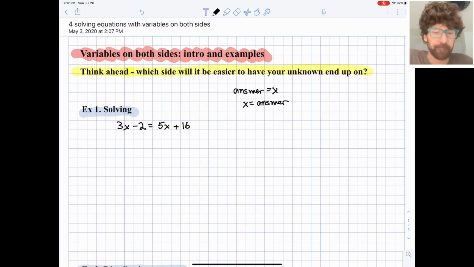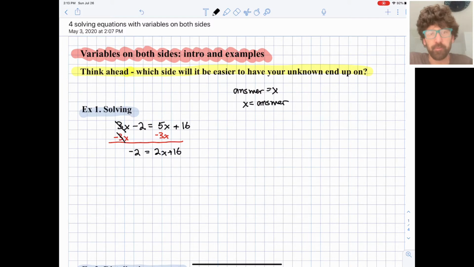So let's do an example. We have this equation right here, 3x minus 2 equals 5x plus 16. And I can see that I have more x's on the right, so let's keep my x's over on the right. Let's accumulate x's on the right. Let's group them together on the right. So to do that, I am going to subtract my 3x from the left side. These guys cancel. We are left with a negative 2, and we have a 2x plus 16.